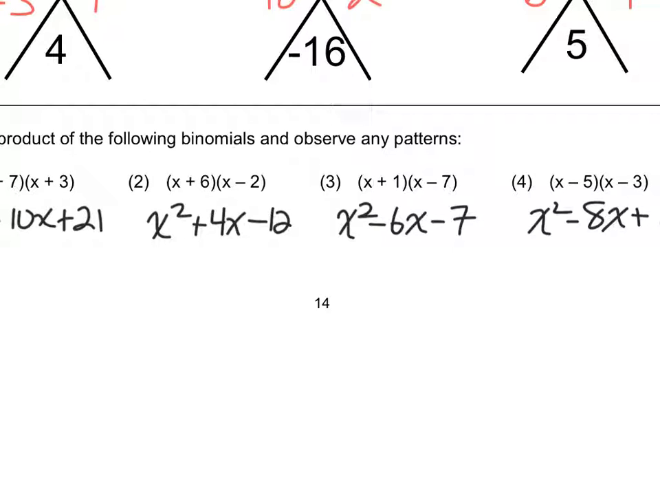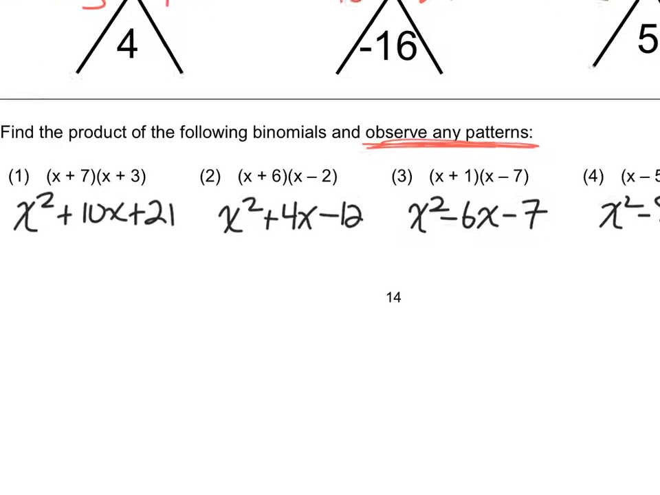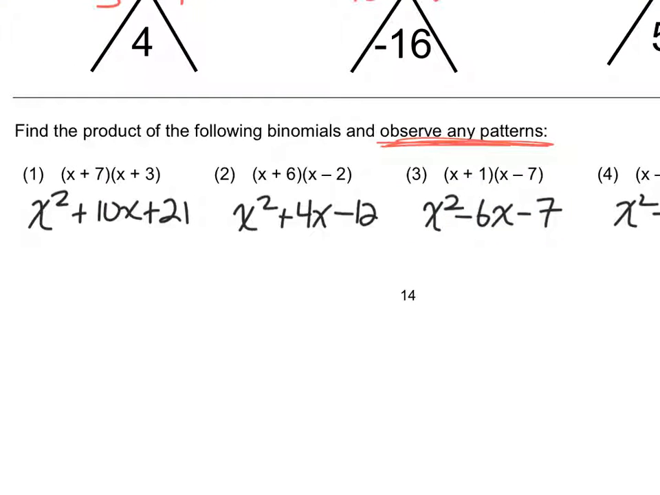All right. The act of distributing isn't really what the focus of the problem is. It may seem like it, but it's really to observe any patterns. So we have two numerical terms here that make up each binomial. The middle term here seems to be the sum of those values. And that appears to be the product.